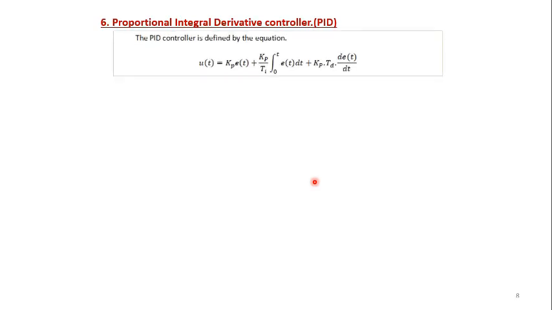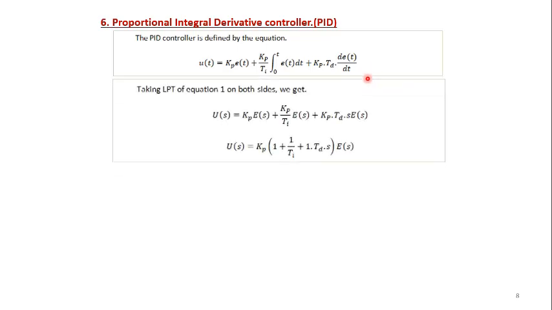The PID controller is defined by the equation as shown here. That is, u(t) is equal to Kp times e(t) plus Kp divided by Ti, integrating between 0 to t of e(t) dt, plus Kp times Td times d/dt of e(t). Then we need to apply the Laplace transform on the above equation.